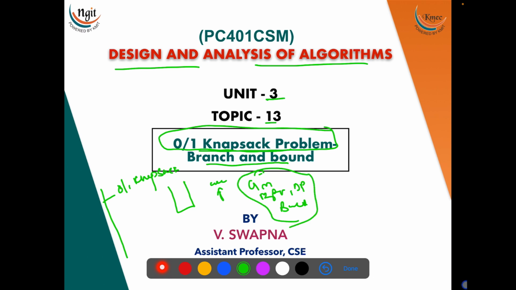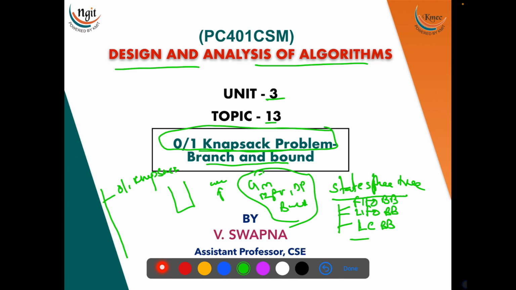Now how branch and bound differs to find the solution for the 0/1 knapsack problem, that we'll discuss in this video. And also we will generate a state space tree with the bounding function. In the previous video we discussed very clearly that the state space tree will get constructed or generated using three strategies: FIFO, LIFO, and least cost branch and bound. FIFO branch and bound, LIFO branch and bound, least cost branch and bound.